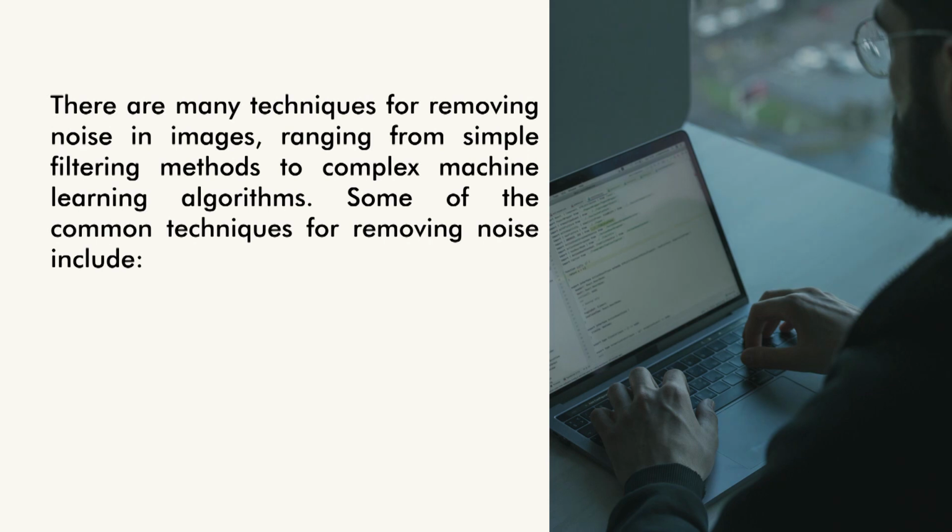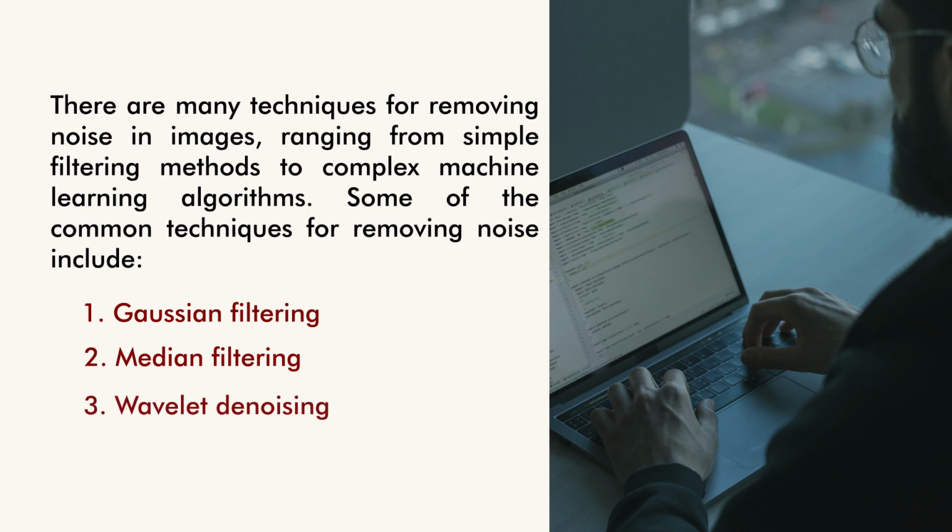So, there are many techniques for removing noise in images, ranging from simple filtering methods to complex machine learning algorithms. Some of the common techniques for removing noise include: first, Gaussian filtering, second, median filtering, third, wavelet denoising, and fourth one is deep learning based denoising. So, overall, removing noise is an important step in image processing that can improve the accuracy and reliability of image analysis and interpretation.